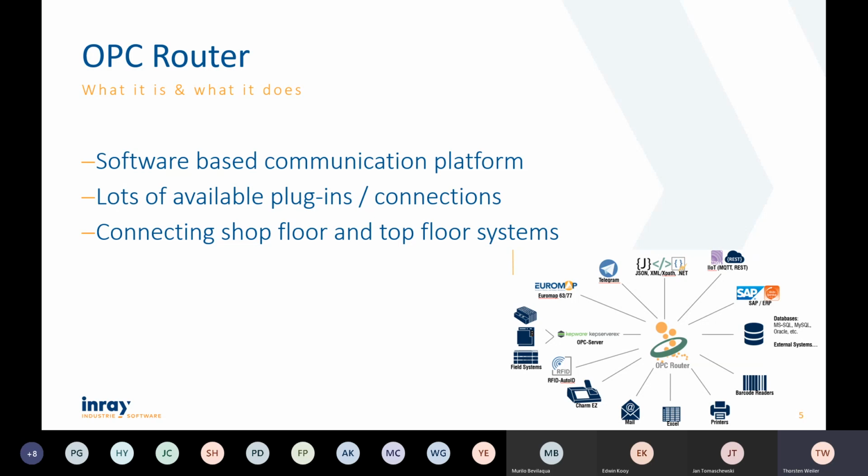It offers more than 40 different kinds of protocols to connect to any kind of shop floor system or IT system, and it does not necessarily need OPC for communication. It could also be, for example, an SAP system which is directly connected to printers, or an email system which is connected to clouds. You can use OPC router in multiple ways for multiple processes which can run in parallel at the same time.